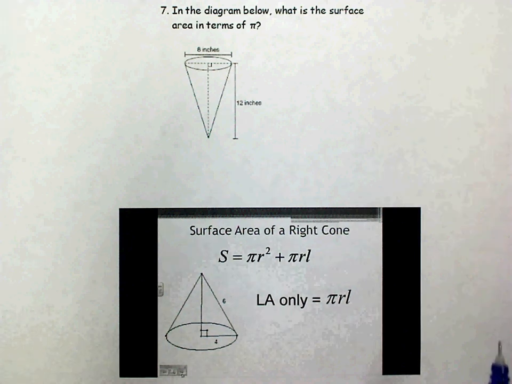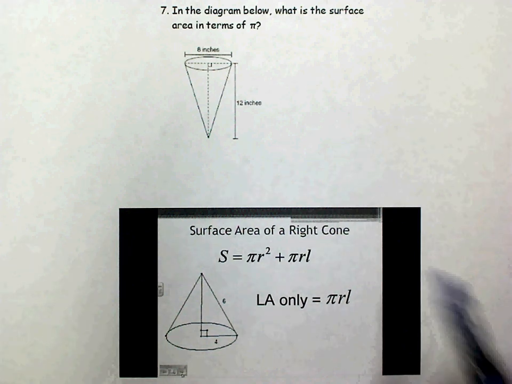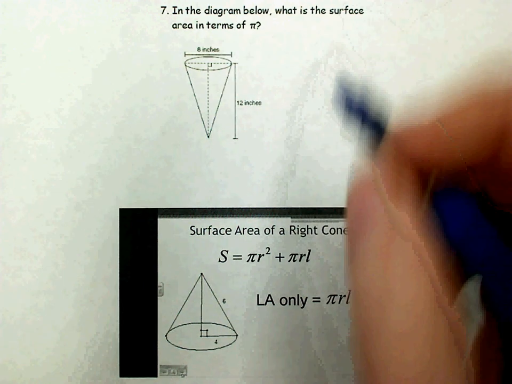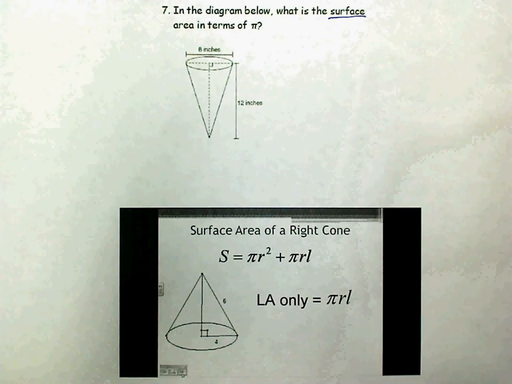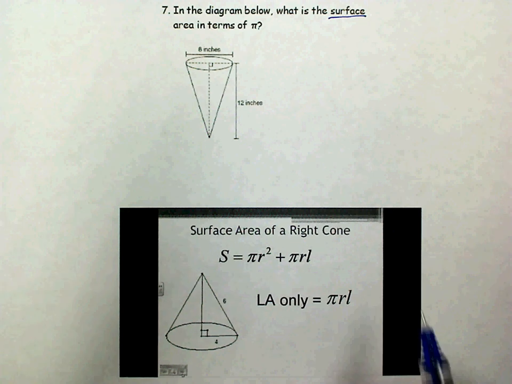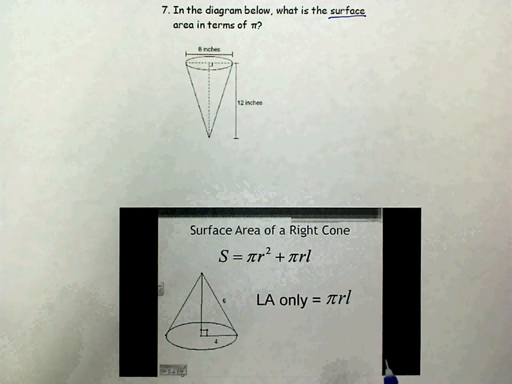On number 7, we're asked for the surface area in terms of pi of this solid, which is a cone. And it's the entire surface area, not just the lateral area. So you need to know the formula for the surface area of the right cone.